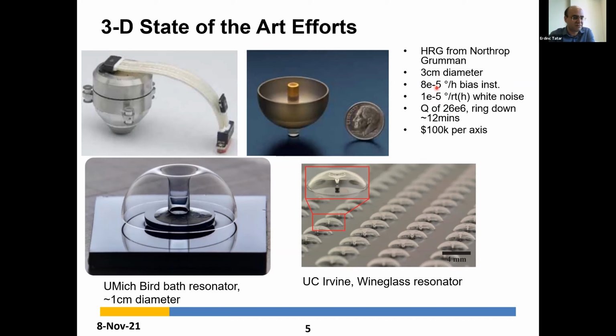There is no navigation, GPS, in other words. So they use these sensors for navigation. The problem is, it is not that small, and not that big either. It is about five centimeters on each edge, and it costs $100,000 per axis. So it is extremely expensive.